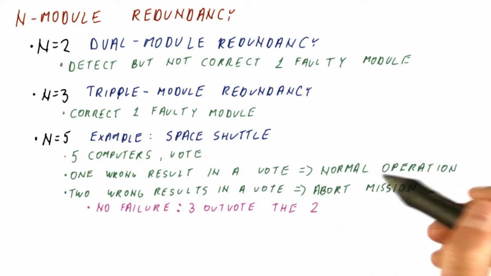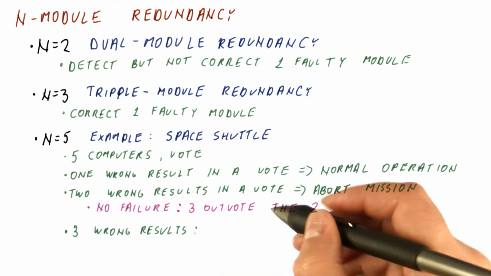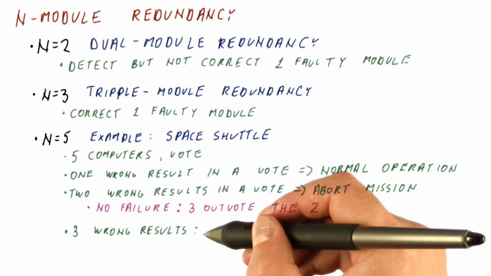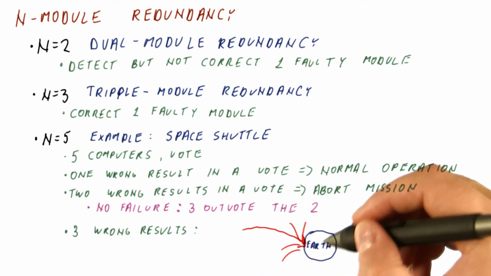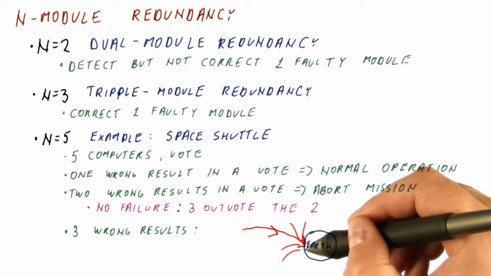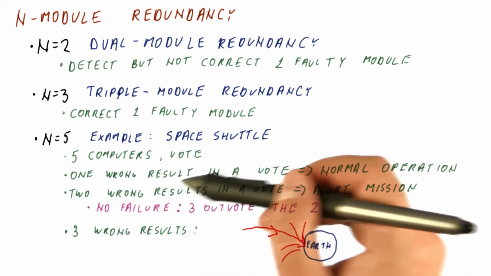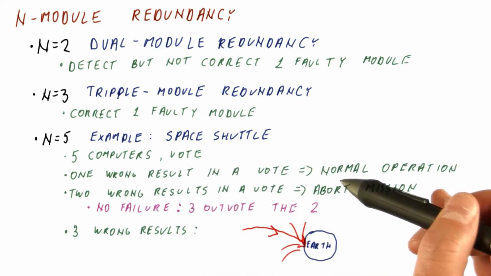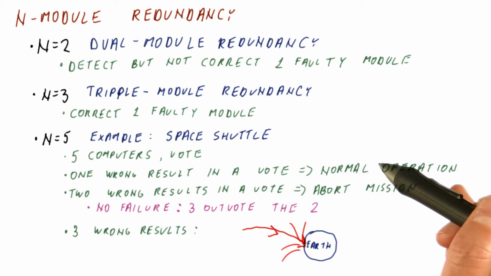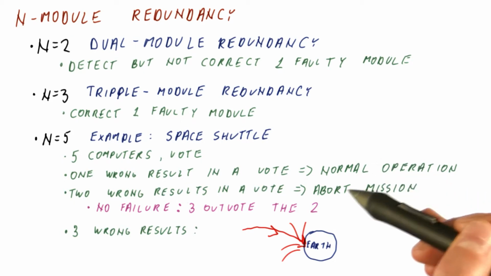We are aborting our mission because if another module fails and now we have 3 wrong results in our vote, we can no longer correct that and we can get the bye-bye space shuttle scenario. So the idea is if we got one vote wrong, we know we can tolerate more than that without any problems, so we will just continue normal operation. These missions are expensive, so really if there is a single failure, we want to be able to continue normally.